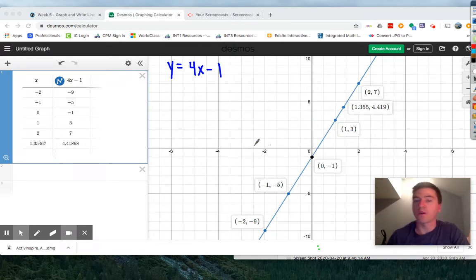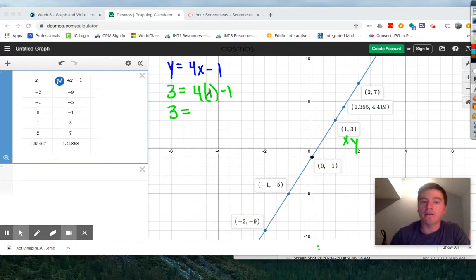So I'll show you real quick with (1, 3). This is x and y, of course. So that means y is 3, x is 1, and 4 times 1 is 4, minus 1 is 3, and you can see that 3 equals 3.